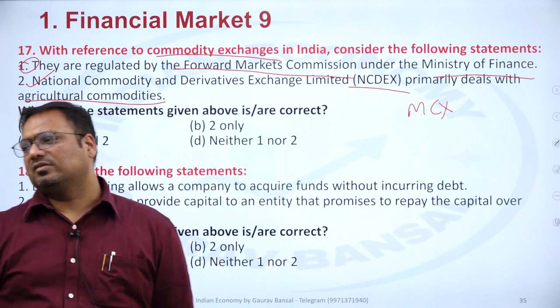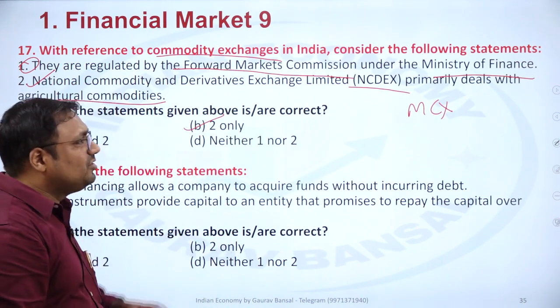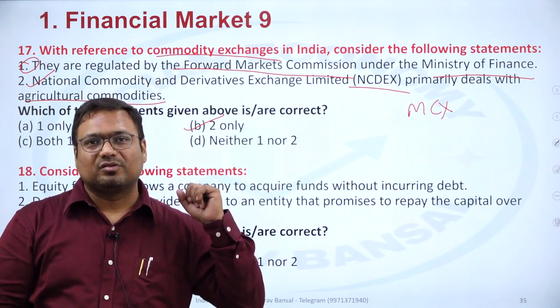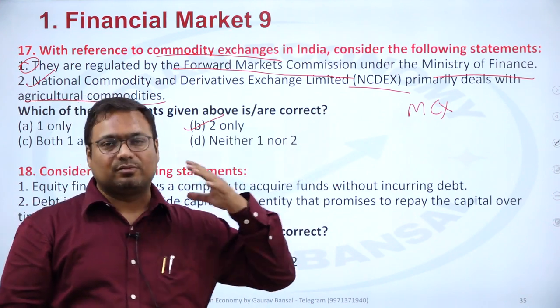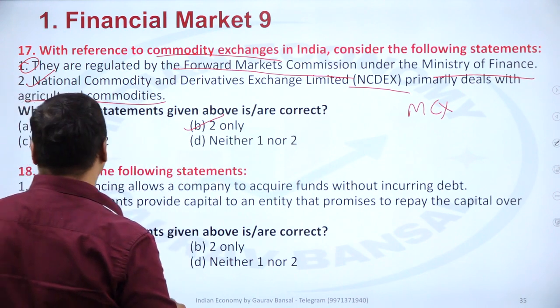Okay, two only is correct here. Answer is B. MCX deals with gold futures, bullion, metals more than agriculture. NCDEX is primarily the agriculture exchange.